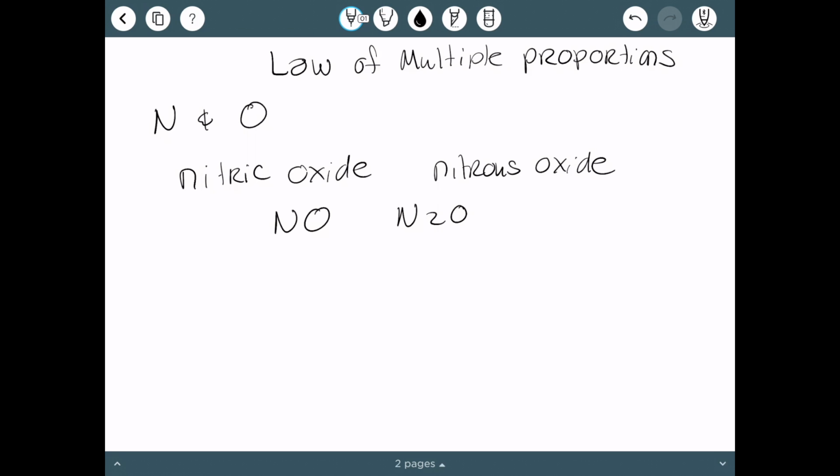Okay, so as you can see, both of these molecules are made of nitrogen and oxygen, but they are in different ratios. So let's look at the mathematics to prove to us that yes, these two molecules, nitric and nitrous oxide, obey the law of multiple proportions. So in order to prove this mathematically, the best case scenario is to assume 1 mole of each.